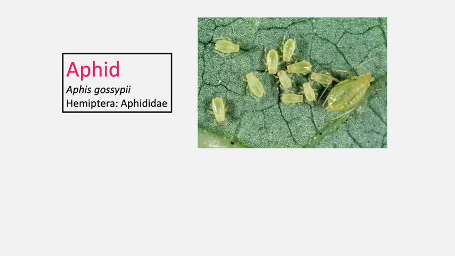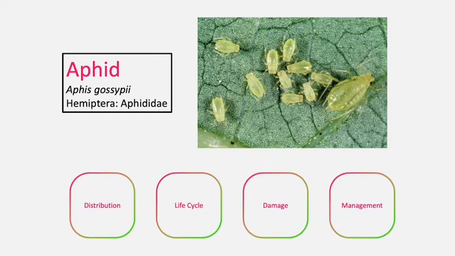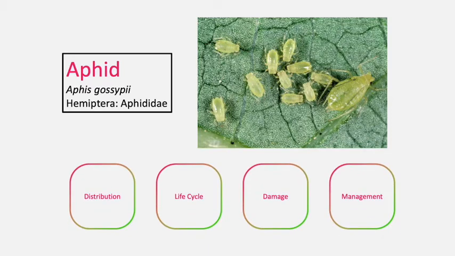Today we will talk about aphid, whose scientific name is Aphis gossypii and belongs to the order Hemiptera and family Aphididae. Here we will discuss distribution, life cycle, damage and management of aphid.